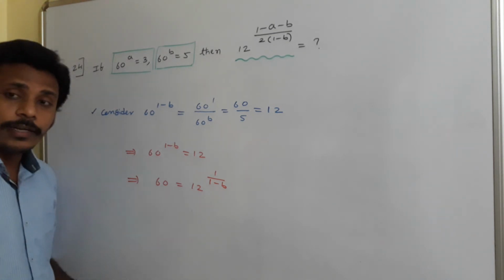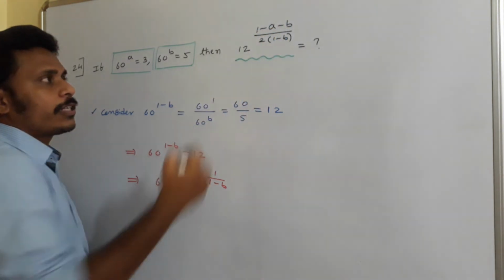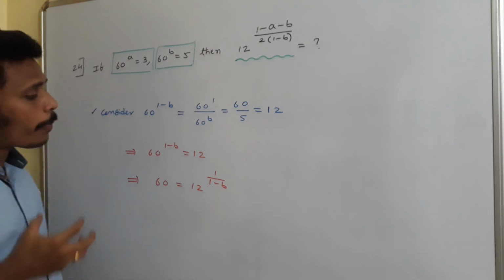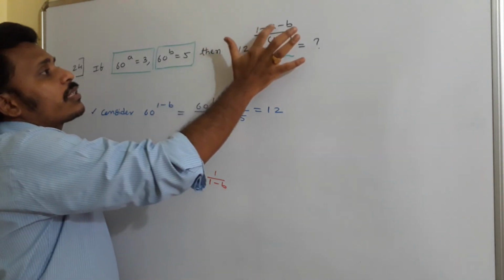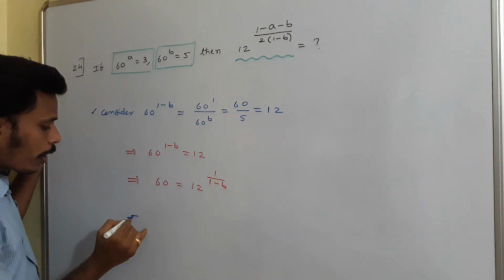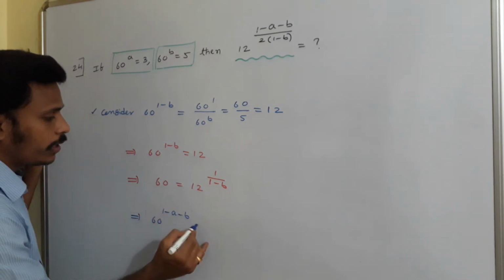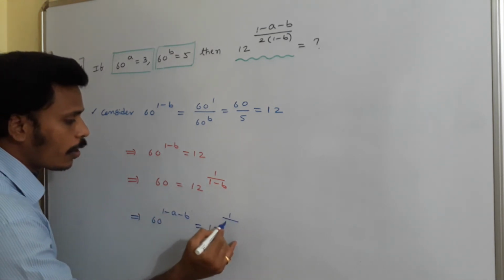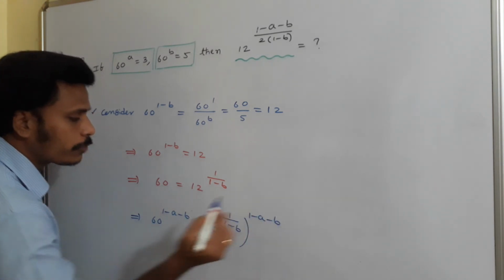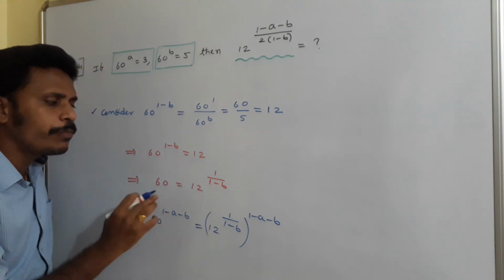But what we need? We need this (1 minus a minus b) by (1 minus b). As we did in the previous problems, now we need to apply power 1 minus a minus b both sides. So 60 to the power 1 minus a minus b is equal to 12 to the power 1 by 1 minus b, to the power 1 minus a minus b. Just have a look. I am simply applying this power 1 minus a minus b both sides.